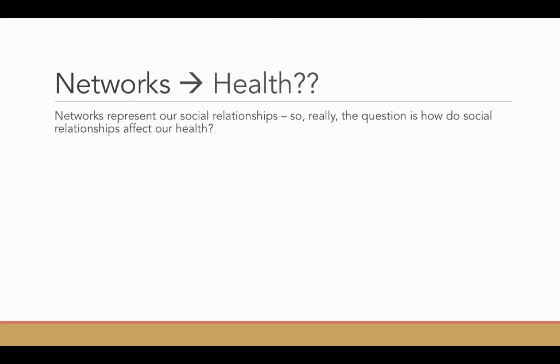So, networks represent our social relationships. We talked about that last time. So, really, the question is how is it that social relationships affect our health? I'm going to outline 4 different ways. The first is through exposure to behavior, right? You've seen this in the Thompson article called social contagion, and the kinds of health outcomes that we might pick up through social contagion might be happiness or smoking or obesity or suicide. We'll talk about that in a second.